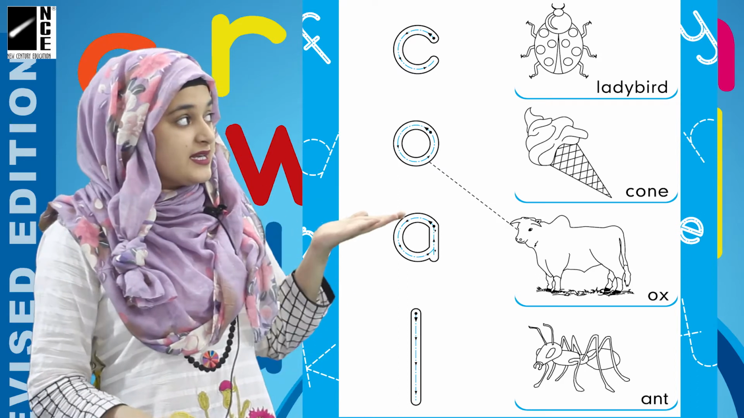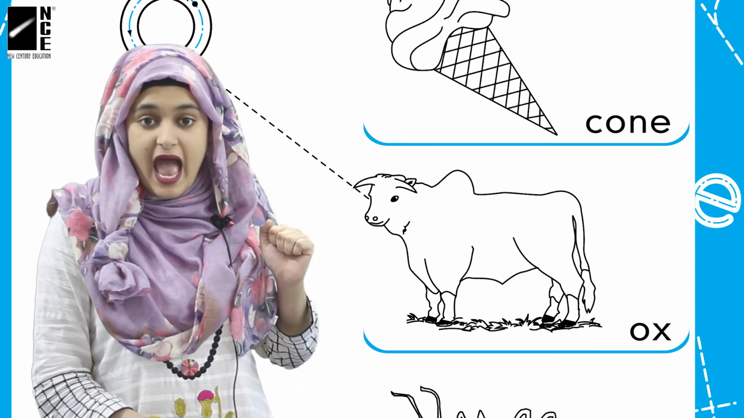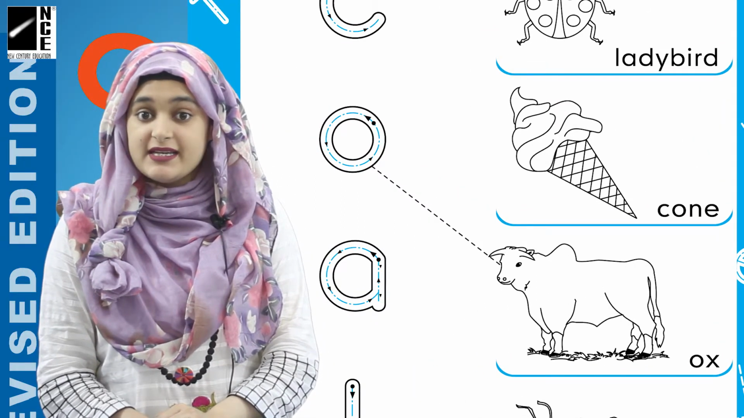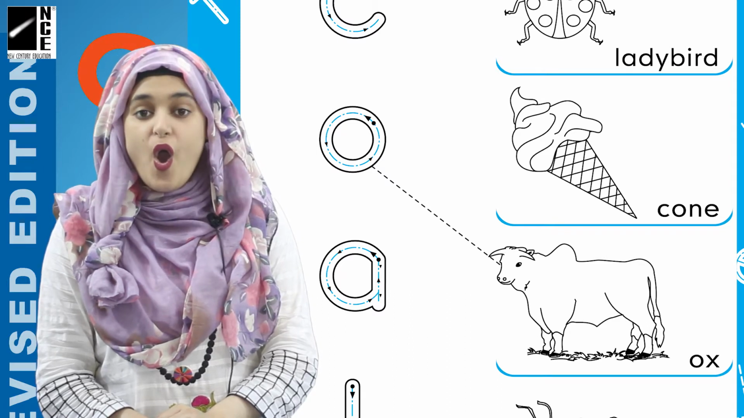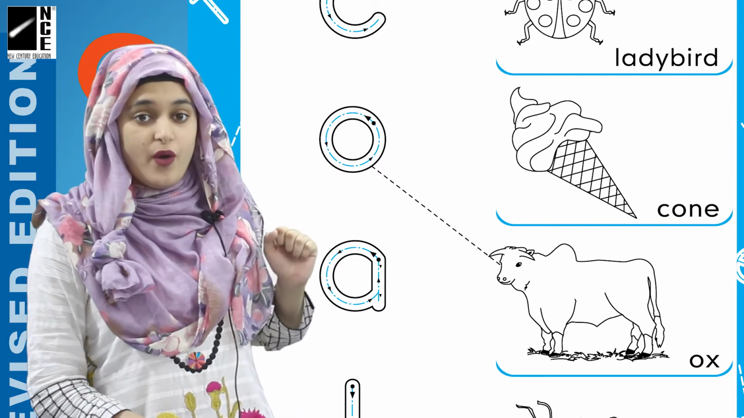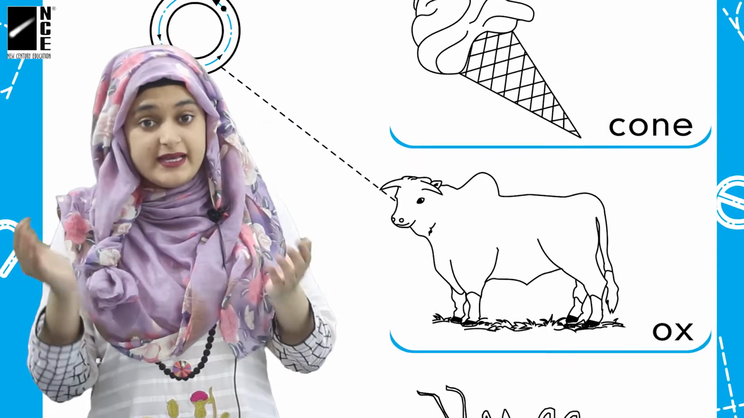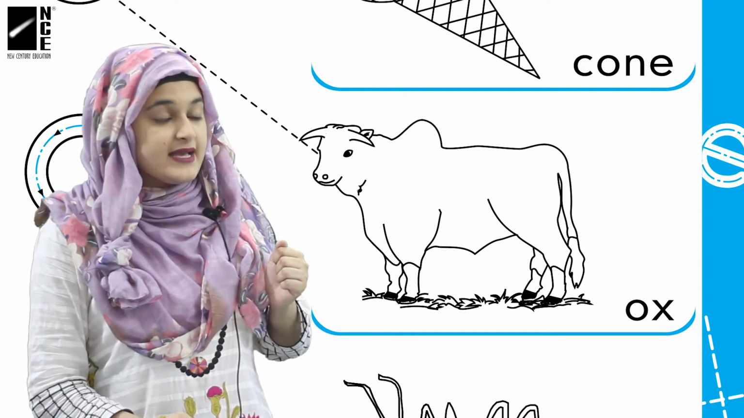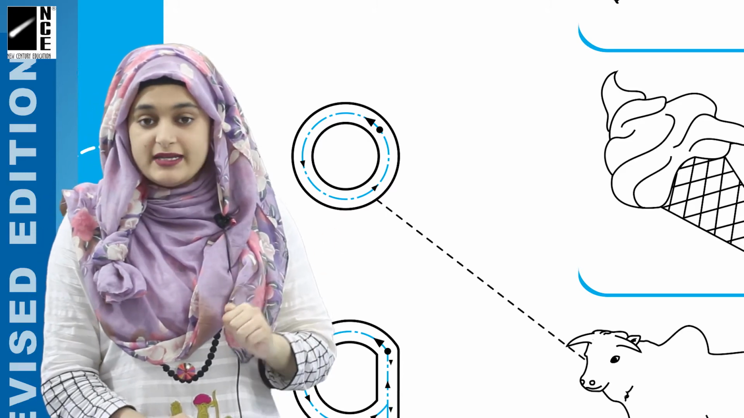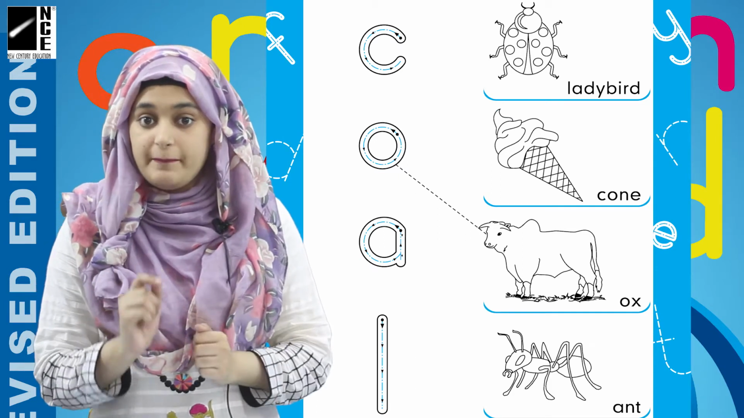So, this is an ox. And what is the beginning sound of ox? It is O. So, ox is matched with O. It means that we have to match the pictures with their beginning sounds. So, ox is matched with O. Likewise, we have to match the other pictures with their respective beginning sounds.